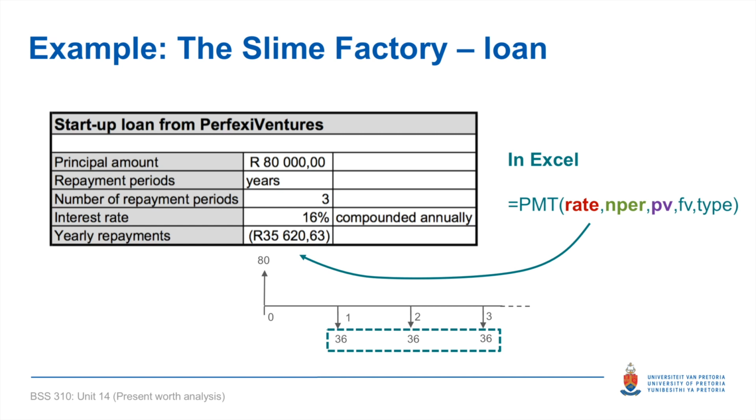These are the cash flows related to my loan. I have a principal cash flow, which is always a receipt, and then I have to reflect my equal annual payments to repay the principal amount at an interest rate of 16%. Let me show you what this looks like in Excel.